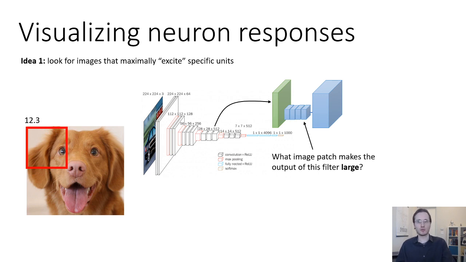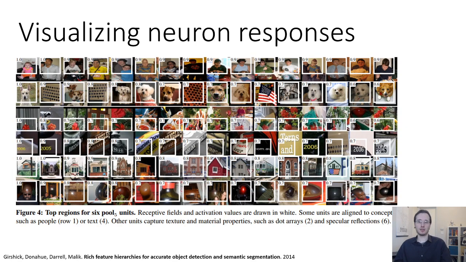So the thing that you might notice is that this filter tends to respond more strongly when the window is over the dog's eye, either its left eye or its right eye. So you might conclude from this that this filter is looking for eye-like features in images. And in fact, if we actually do this experiment, if we take a real network and look at the top regions for particular units, this is looking at units in the pool 5 layer. I believe this is for the VGG network, although it could be for AlexNet, I don't remember exactly. This is from the original RCNN paper.